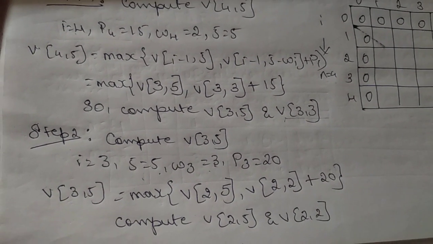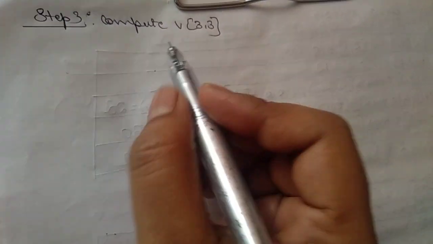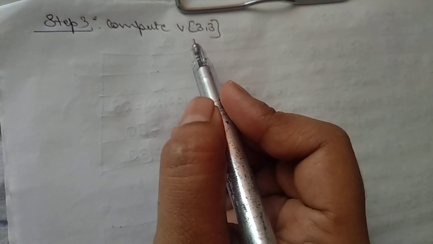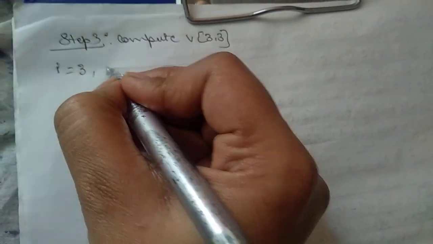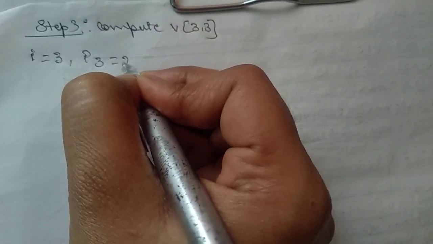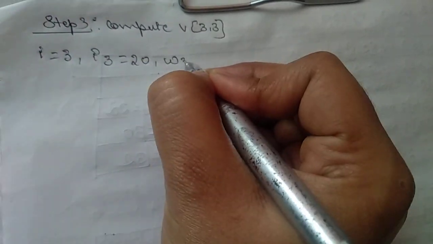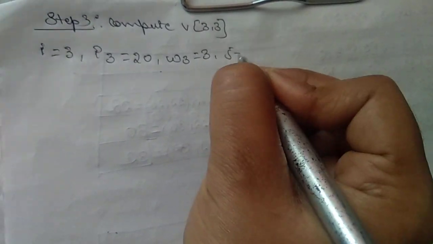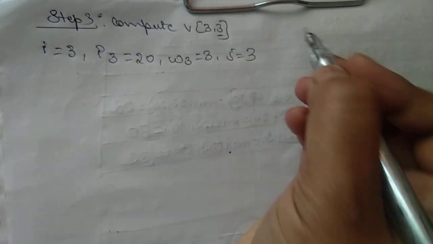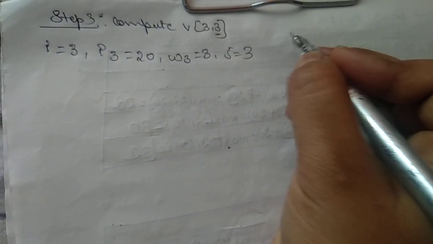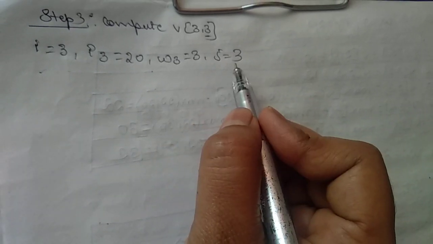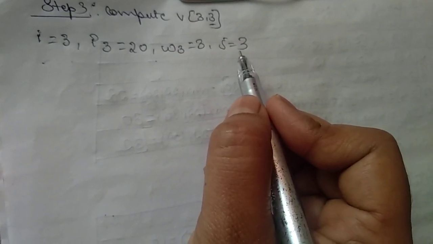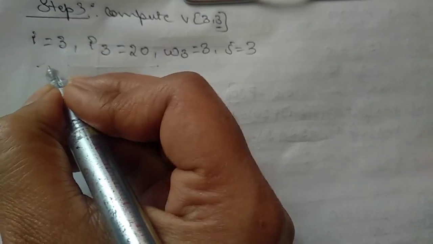Next we'll go for step 3. In step 3 we have to compute V of 3, 3. So I is equals to 3, P3 is equals to 20, W3 is equals to 3 and J is equals to 3. See here, J is equals to 3. Next, here W3 and J are equal. Equal means again you have to just find out the max only.